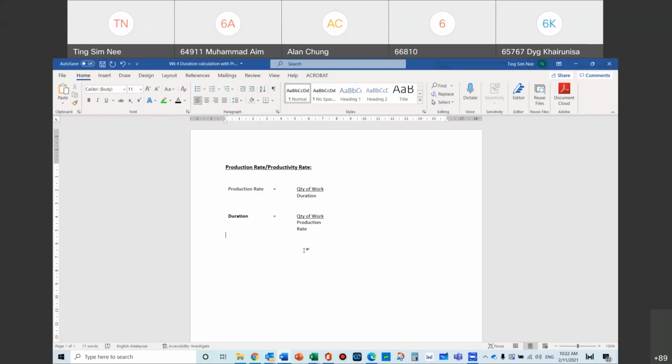Okay, so if the whole site has 100,000 meter cube, then you do your quantity. 100,000 meter cube is your quantity of work. Your quantity of work over your production rate is your duration. That will be the days it takes to finish that 100,000 meter cube of site clearing.